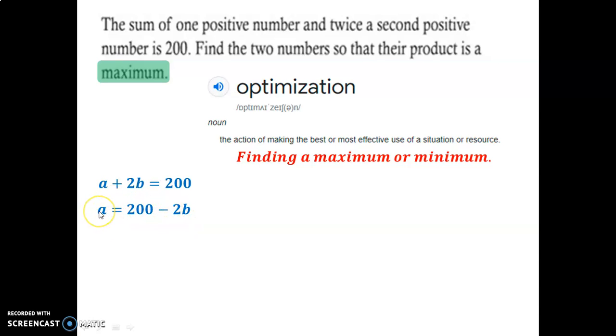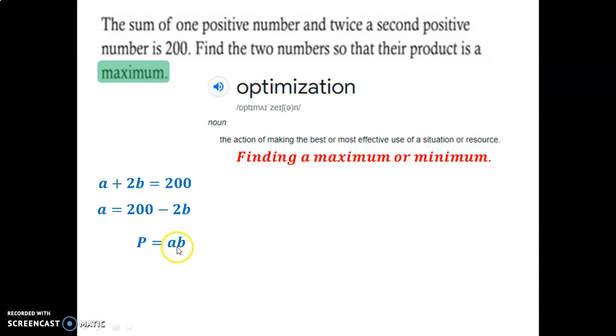And I'm doing that because I'm anticipating the next step, because this is often what happens in optimization problems. We have to create a second equation and maybe make a substitution. So what's our second equation? Well, it says find the two numbers so that their product is maximized, is a maximum. Product means multiplication. So write that next equation. Okay, I'm writing it as p equals a times b. Their product is first number times the second number.